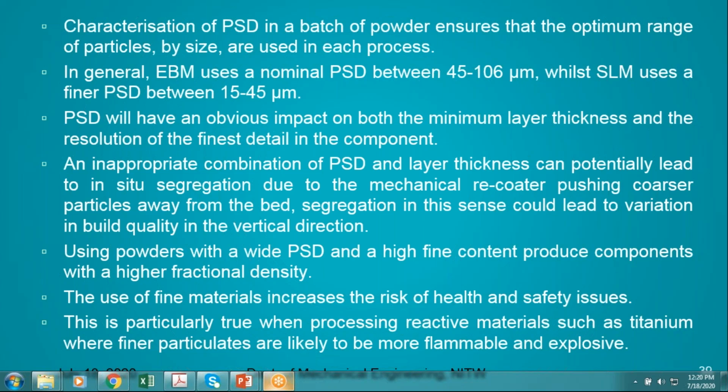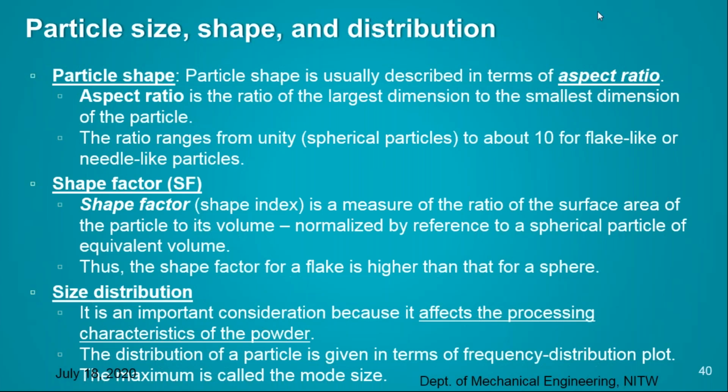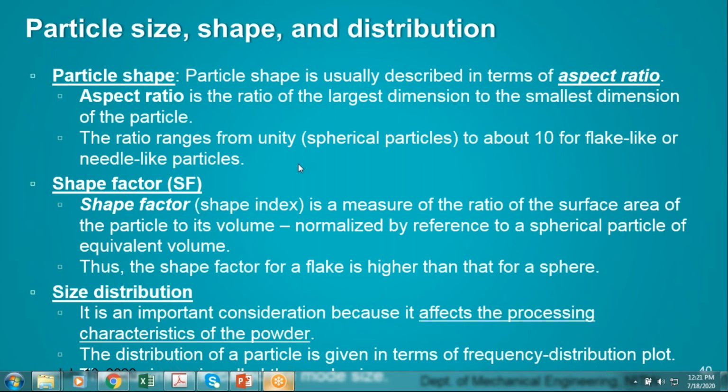And using a powder with a wide range of particle size distribution and a very high fraction of fine particles can produce components with a high fractional density. To have a high fractional density, we need a wide particle size distribution consisting of a very high fraction of fine powder particles. And the use of fine particles may increase the health and safety risk to the operator. This is particularly true when we are working with SLM machines as well as the DED process. Some powder particles are reactive materials such as titanium, some are flammable, and some are explosive powder particles. It is going to affect the safety issues. And this particle size, particle distribution, and the shape factor are what define the powder properties.